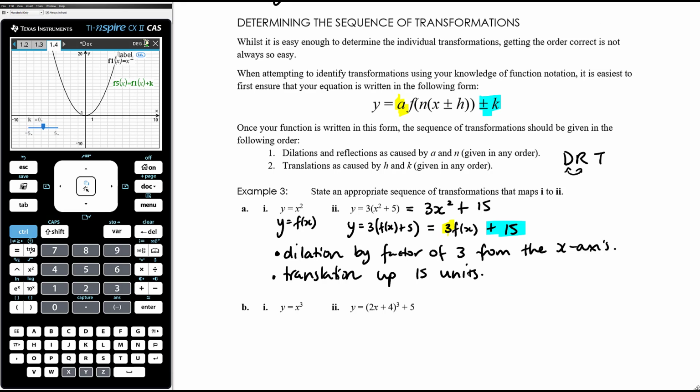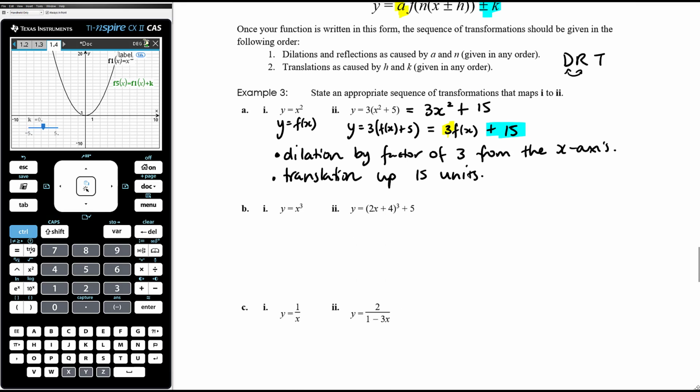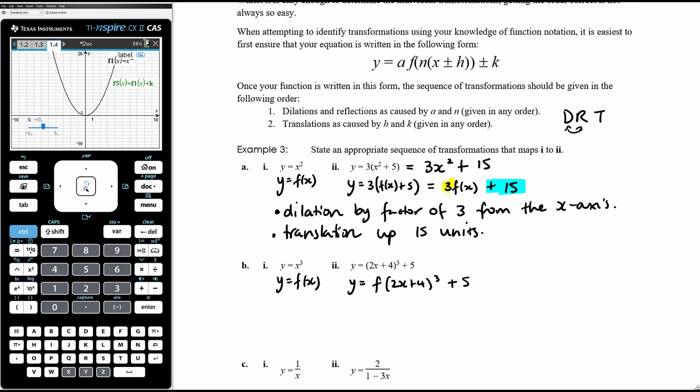Alright, so this second one here, if x cubed is f of x, then what we have here is f of 2x plus 4 all cubed plus 5. So the plus 5 is a plus k. There's no a. However, one of the issues we have here is in the function, we've got our n value not factored out.